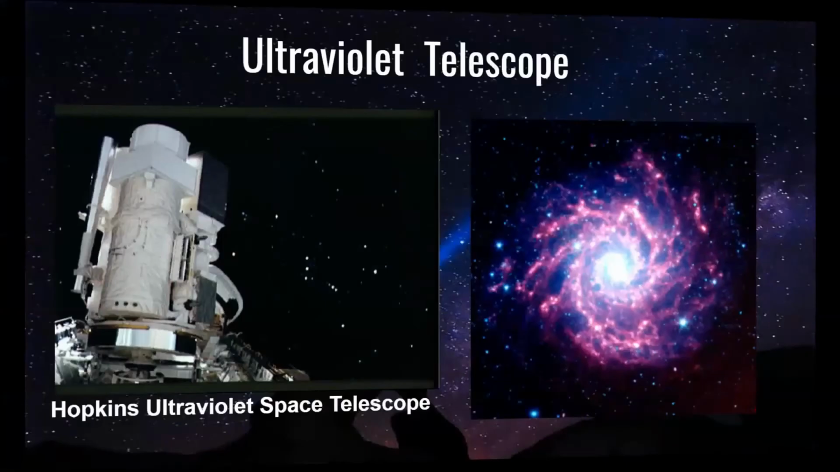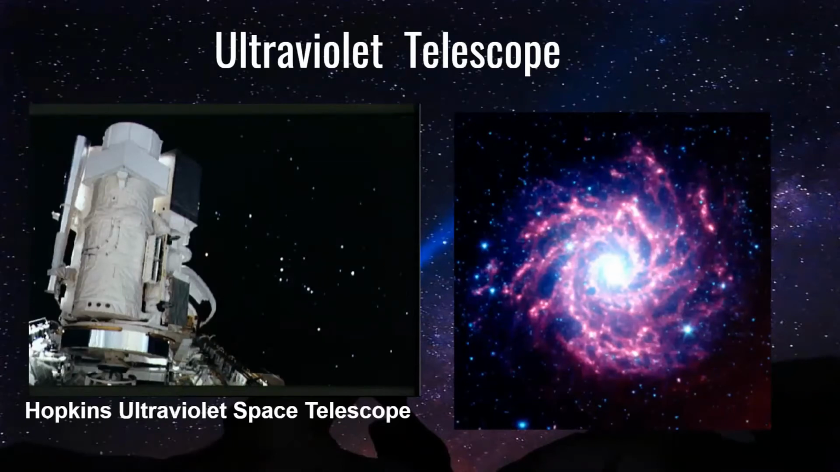Another type of telescope is the ultraviolet telescope, and these telescopes collect only ultraviolet waves or ultraviolet electromagnetic waves. So these are telescopes that detect only that electromagnetic wave. A typical example of such a telescope is the Hopkins Ultraviolet Space Telescope. And a very beautiful picture beside it is an image produced from such telescopes.